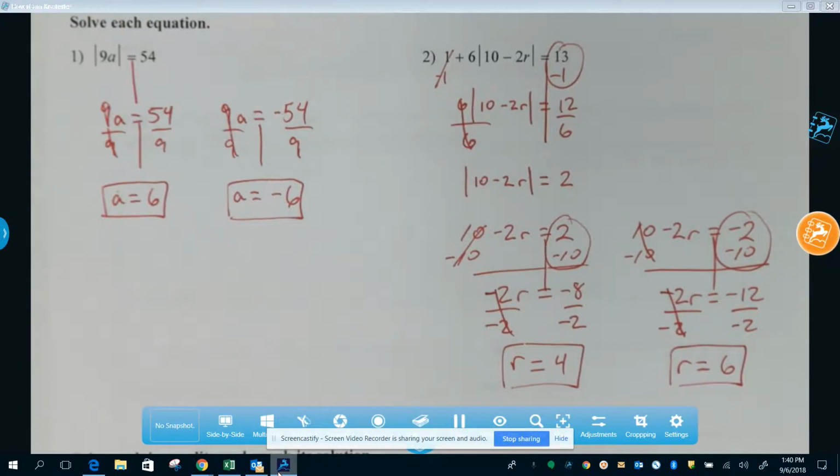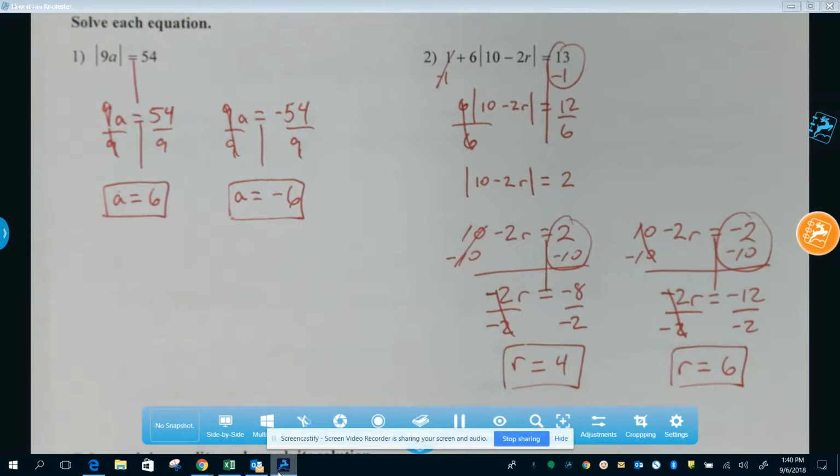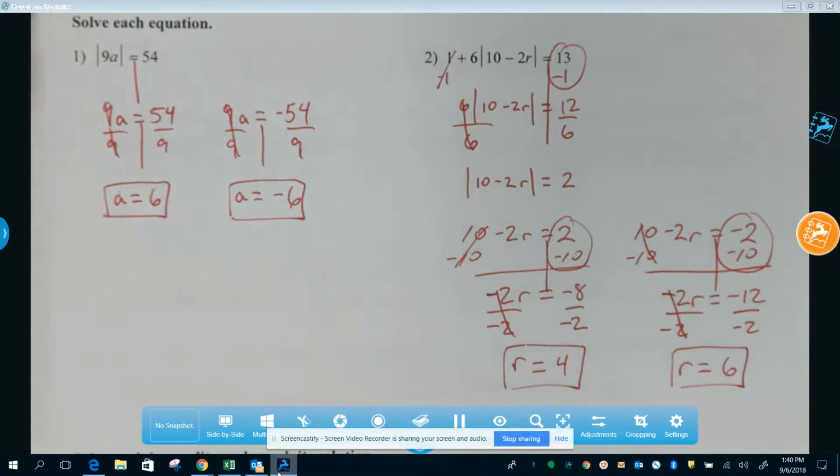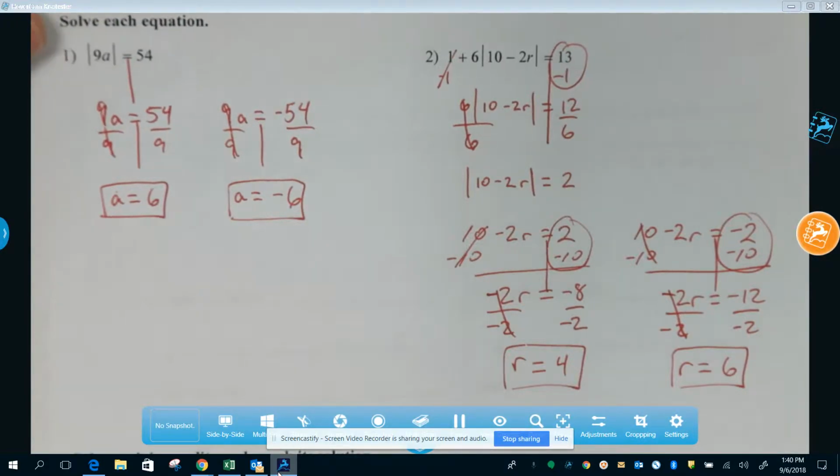Absolute value equations. You're just going to come up with your two solutions solving for your variables. You need to have two equations. Make sure you isolate your bars first.